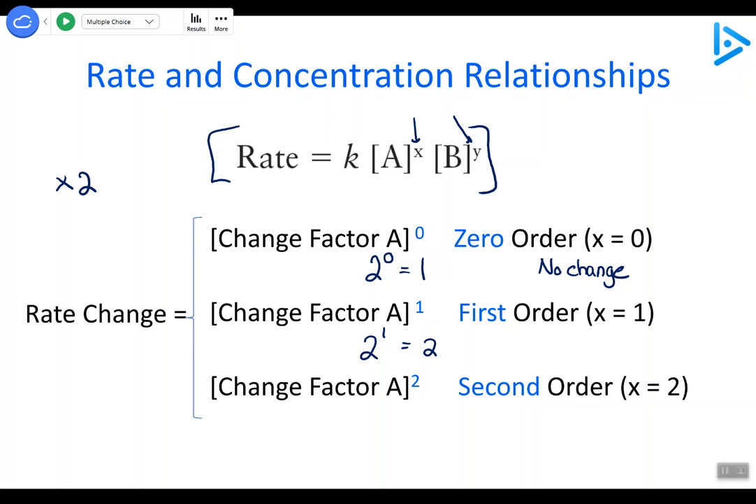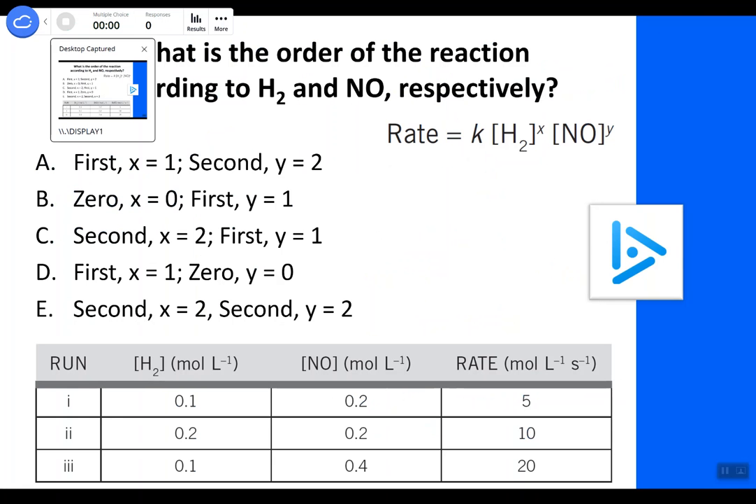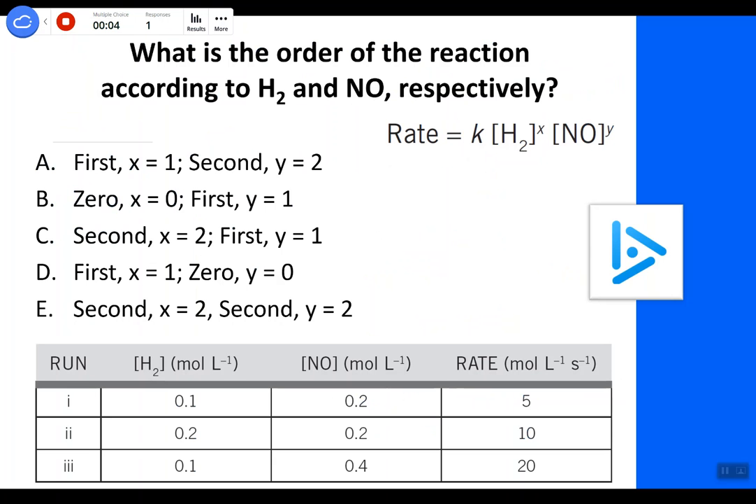It must be a first order reaction. If I doubled the concentration of A and the rate of the reaction quadrupled, well, then it's going to have to be a second order reaction according to A. And we can do this for A and B. So look at this experimental data that we just talked about a moment ago. What is the order of the reaction according to hydrogen and according to nitric oxide?